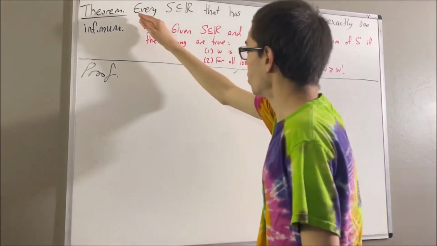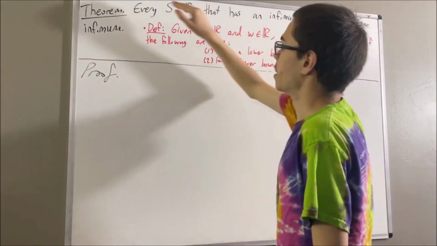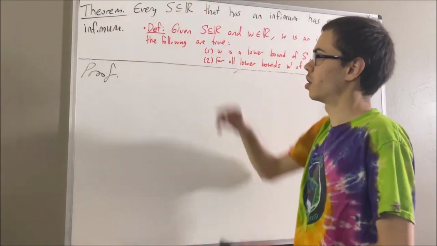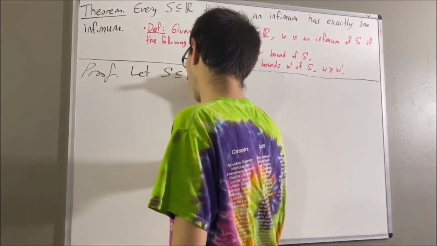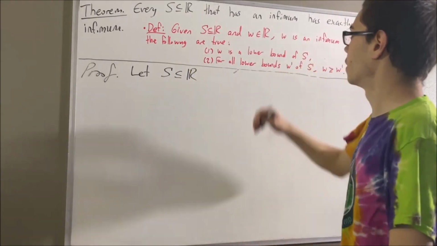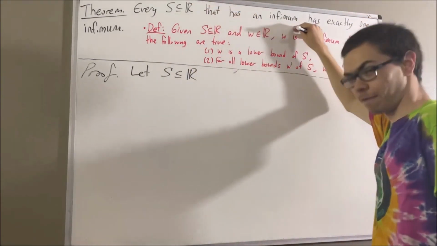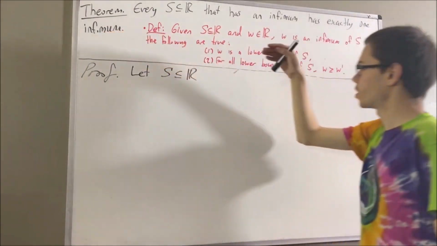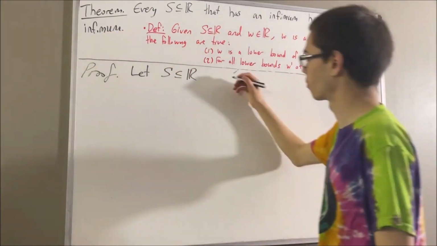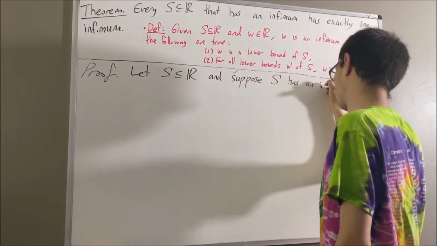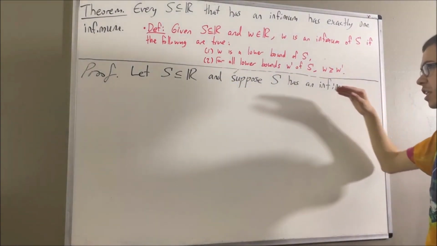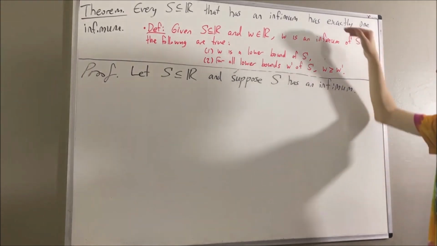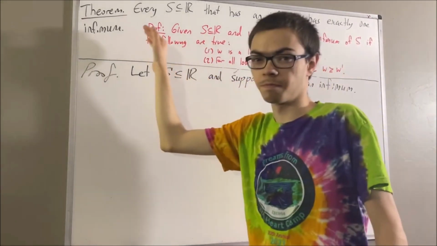And notice we're trying to prove a statement about every subset of real numbers, so give me an arbitrary subset of real numbers. I'll call it S. And from here we want to prove if S has an infimum, then S has exactly one infimum. So let's suppose that S has an infimum. So essentially, we have the existence portion. All we now need is the uniqueness portion.